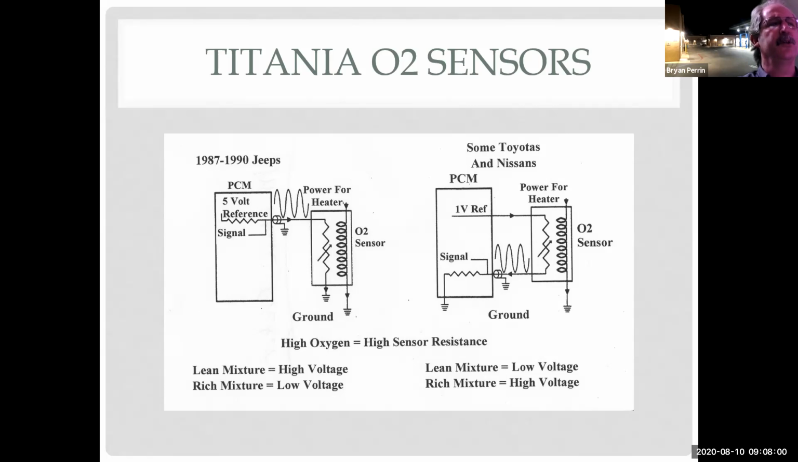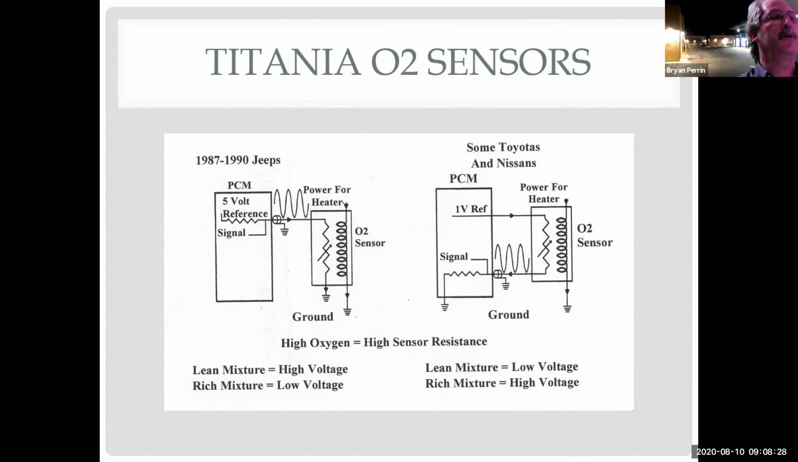Titania sensors are a little bit different in that they do not generate a voltage. They have to have voltage applied to them, and the titania changes resistance based on relative oxygen content. So depending on how they're wired, you could get low voltage with a lean mixture or high voltage with a lean mixture. Depends on whose car you're working on.